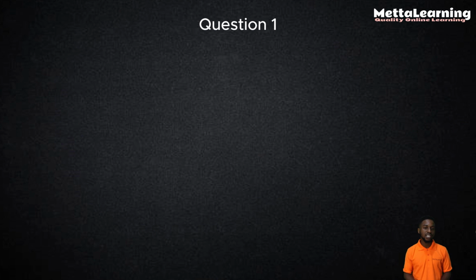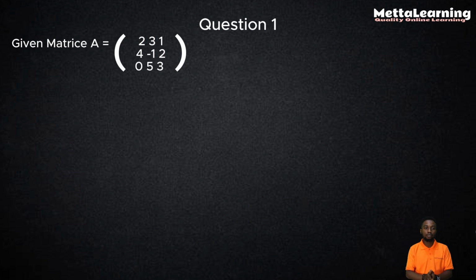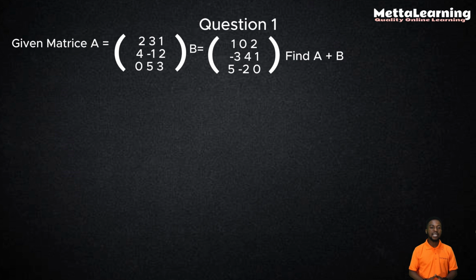The first question says, given the matrices A and B, matrix A, calling the values in columns, will be 2, 4, 0 and 3, minus 1, 5 and 1, 2 and 3, then close bracket, and we have matrix B to be 1, minus 3, 5, 0, 4, minus 2, then 2, 1, 0, then close bracket. So the question says find A plus B, since all values are called in columns.